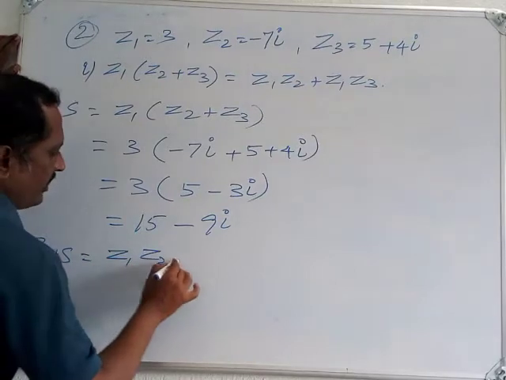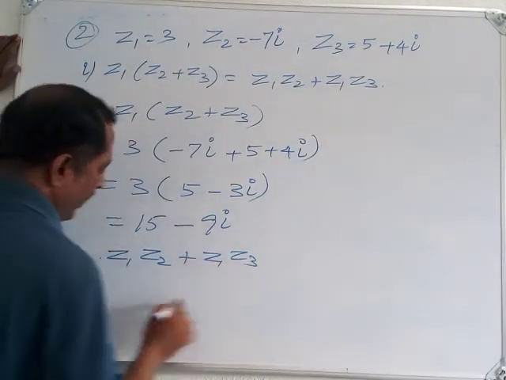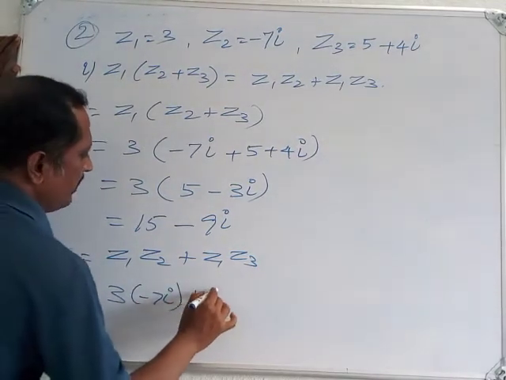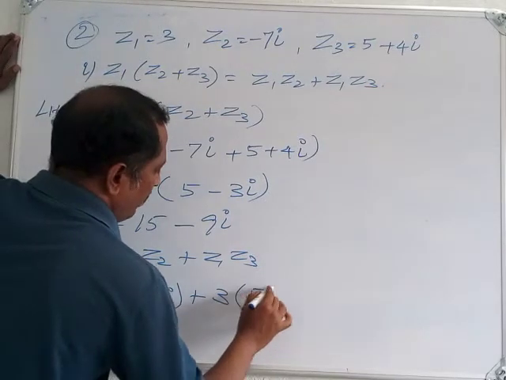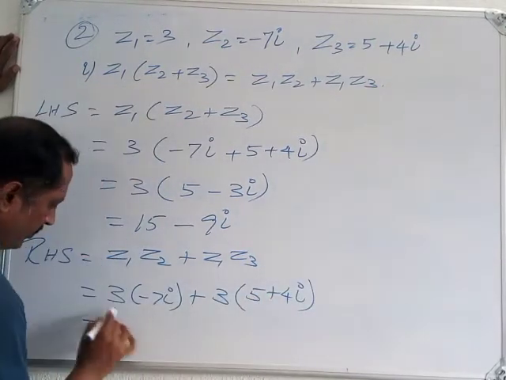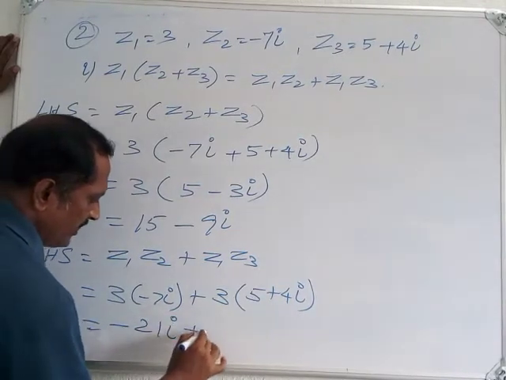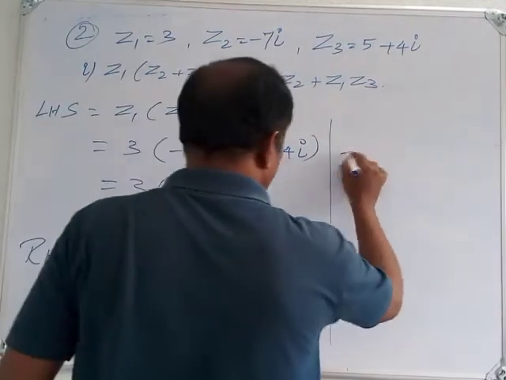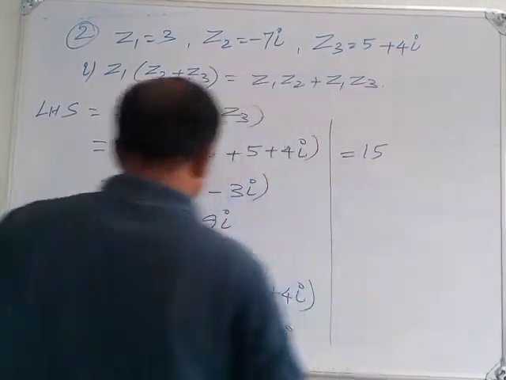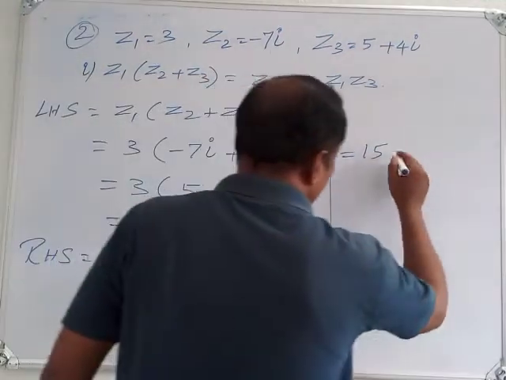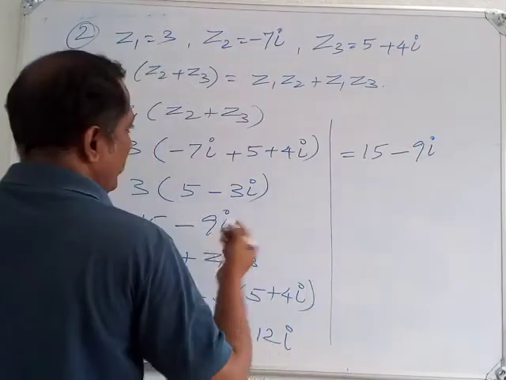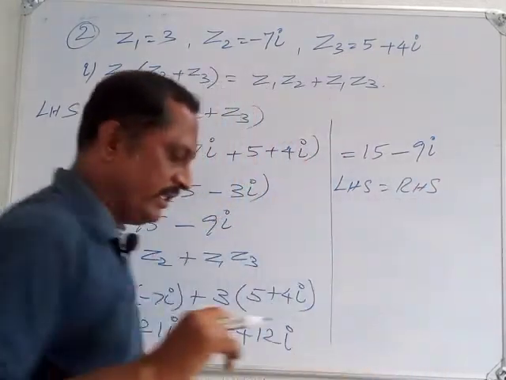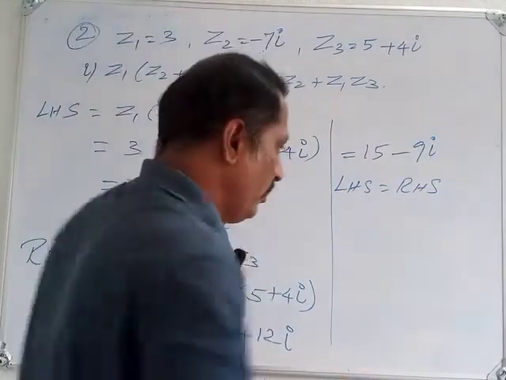Next we have to calculate the RHS. RHS is Z1 Z2 plus Z1 Z3. Z1 is 3, Z2 is minus 7i, further plus Z1 is 3, Z3 is 5 plus 4i. So it is equal to minus 21i plus 15 plus 3 fours are 12i. After addition we get 15 as the real part and the imaginary part, minus 21 plus 12, is minus 9i. So both are equal, therefore LHS equals RHS.